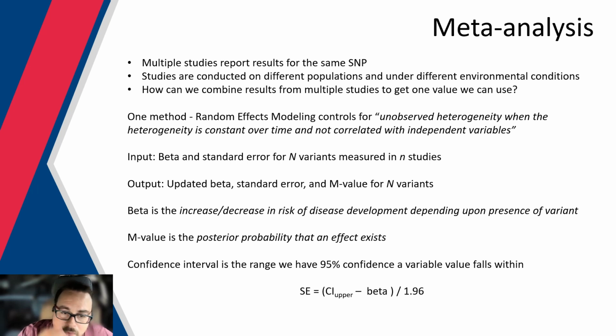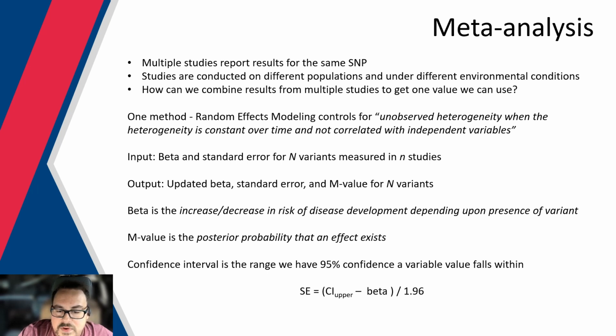The M value that we're going to talk about is the posterior probability. This is the probability that we calculate after we consider the random effects modeling. So it is our posterior probability, meaning it's calculated after the model is done.